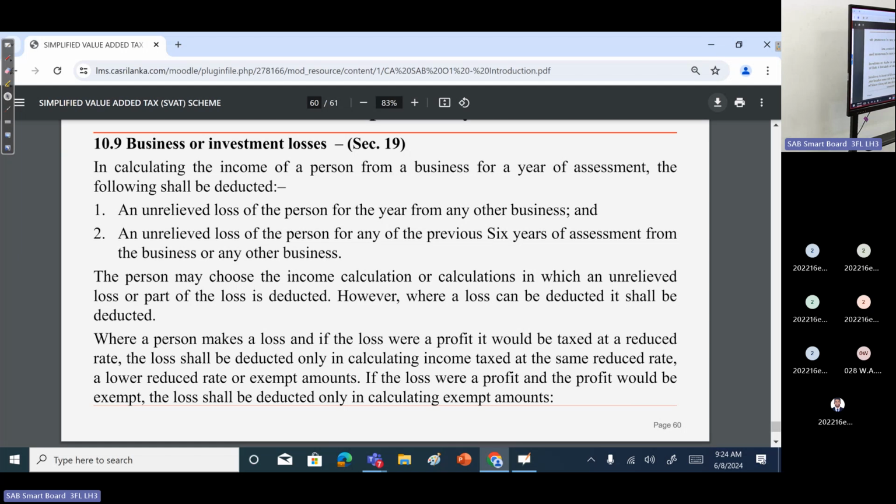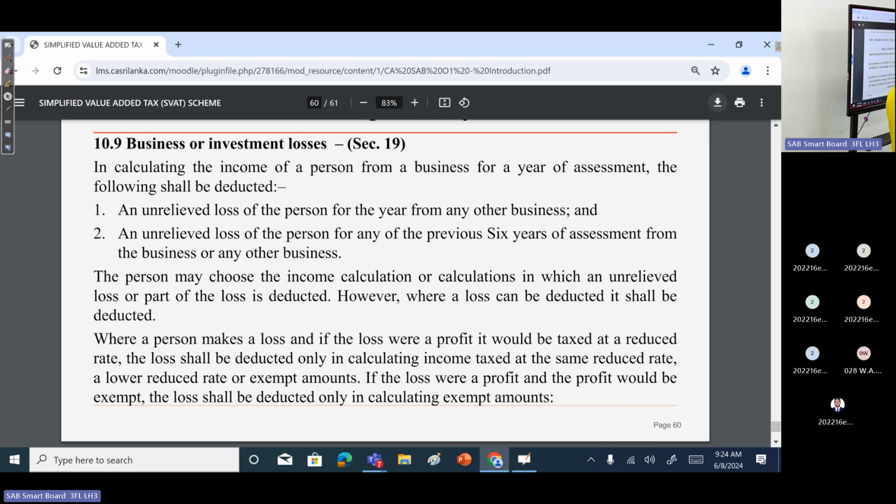An unrelieved loss of a person for any of the previous 6 years of assessment from the business or any other business. That means losses can be carried forward and can be claimed over a period of 6 years. During that year, another 5. So altogether 6 years we can deduct. The person may use the income in the calculation in which any unrelieved loss or part of the loss is deducted. However, where a loss can be deducted, it shall be deducted. Right?